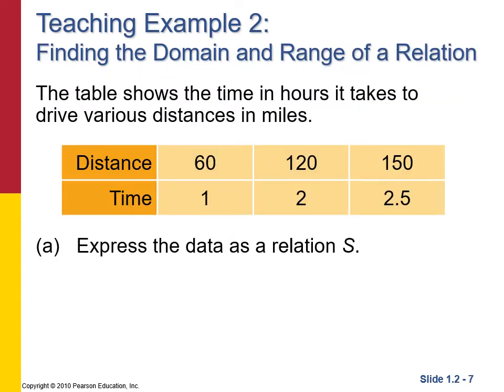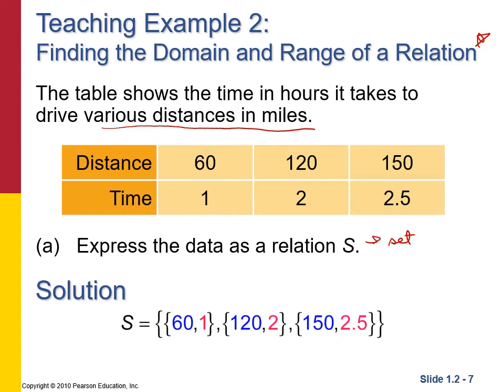So we're going to find the domain and range of a relation. This table shows the time in hours it takes to drive various distances in miles. Let's express the data as a relationship S. So this is really a set. This is what we're looking for, a set. And we're going to express it in data points.